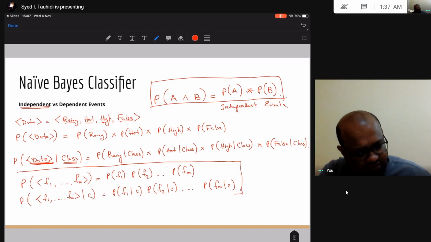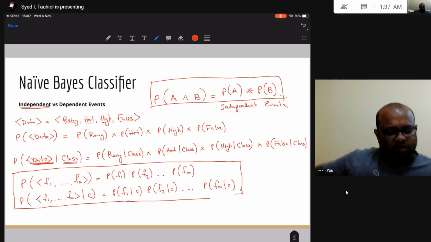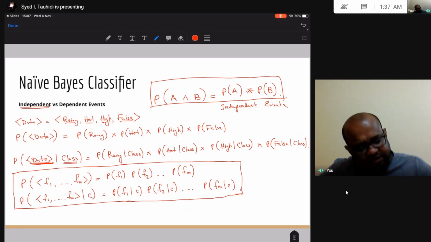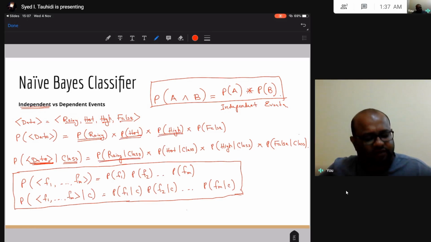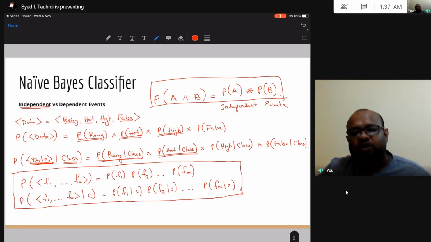And this is what we are going to use. Now we have to figure out things like the probability of rainy, the probability of hot, the probability of high, the probability of rainy given yes, the probability of rainy given no, the probability of hot given yes, the probability of hot given no. So all these things we need to figure out. That is what we are going to do in the next slide.